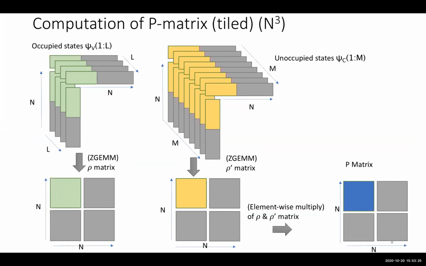Similarly, we have a tiled representation of the rhobar matrix, which is computed with unoccupied states. Again, only portions of the unoccupied states are used in this computation. But the overall size of the unoccupied state matrix multiply would be an N cross M into an M cross N matrix, resulting in an N cross N matrix of rhobar. So finally, we have the output of N cross N matrices for the rho matrix and rhobar matrix, and we perform an element-wise multiply of the two matrices to obtain the final P matrix.